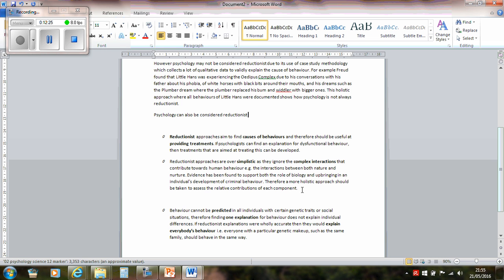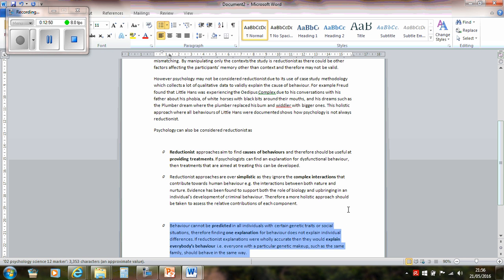Let's go with prediction. Well, psychology can also be considered reductionist as it predicts, but not all individuals are quite explained, and it does not explain individual differences. It's going to also be where a prediction that findings will hold accurate. Oh, that's a weakness though, you can't use that. So that one there would be good if you were doing a weakness of reductionism, but not if you're considering whether psychology is reductionist or not.